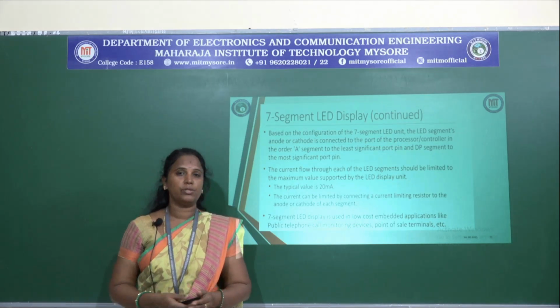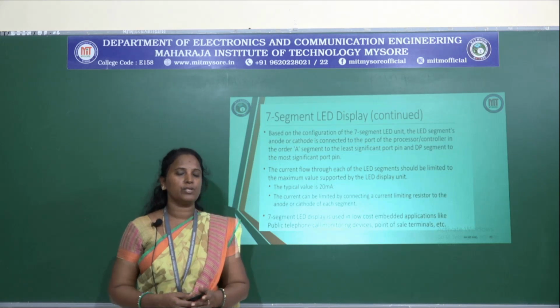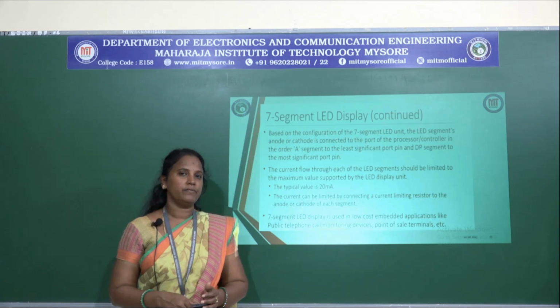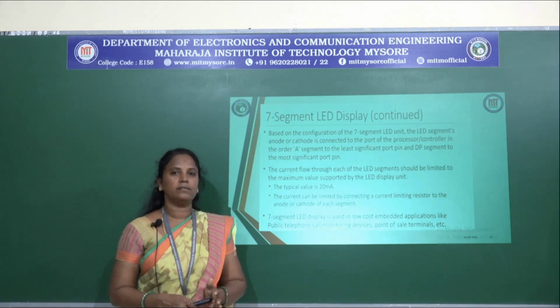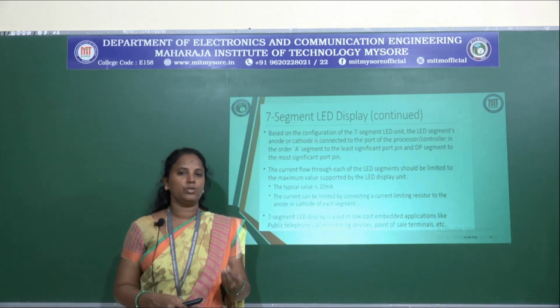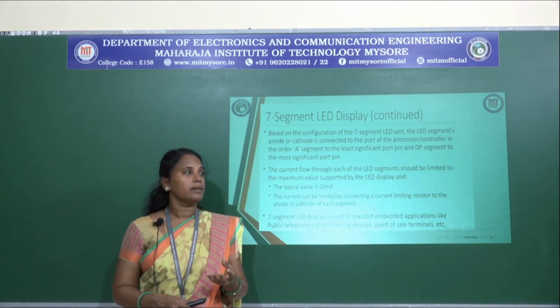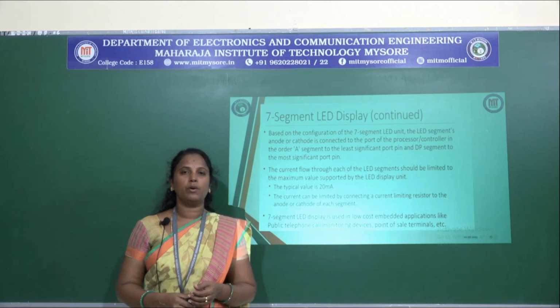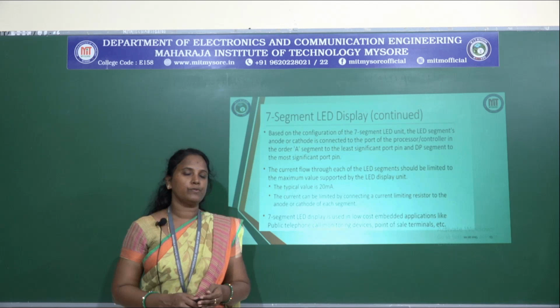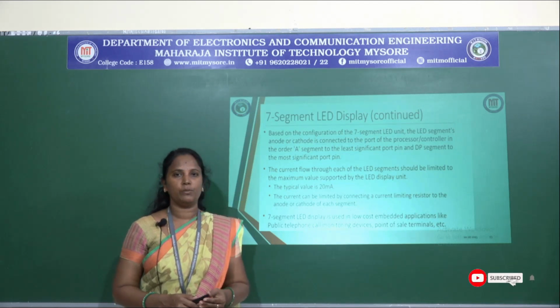Then what a transducer is, the different types of transducers we have, and a simple interfacing output device like an LED, and how we can interface an LED as an output device. Later on we studied a 7-segment LED display, which is used for displaying alphanumeric characters.